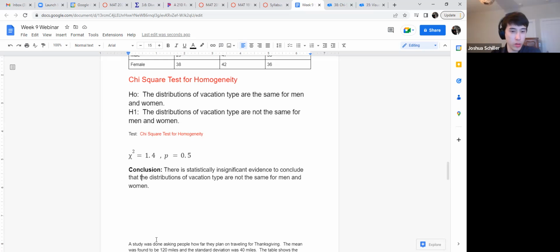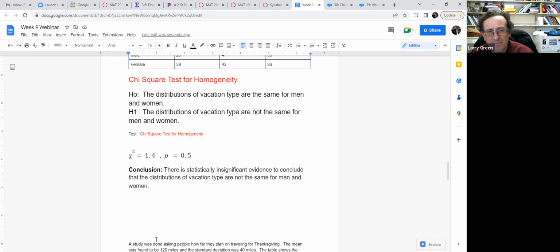I do have a question. So we use the p-value to decide whether there's statistically significant evidence or statistically insignificant evidence, right? So what is, I guess, the significance of the chi-squared value in this case? Like, what does it tell us? Yeah, that's kind of complicated. It's a good question, but it's a tough one.